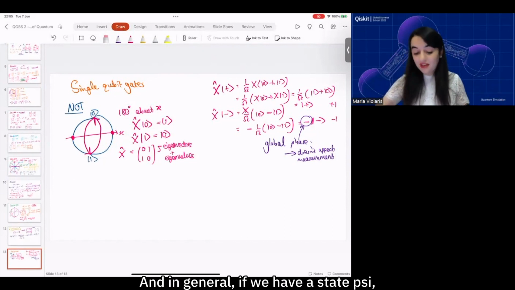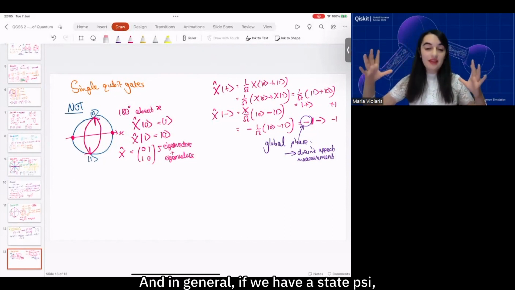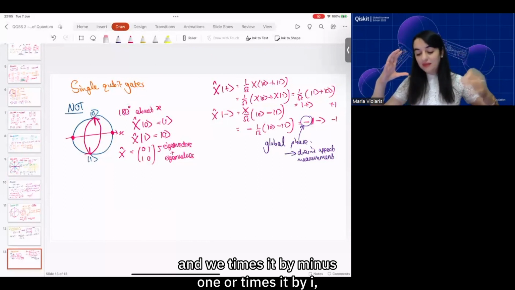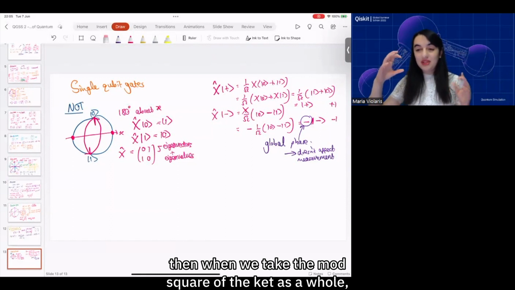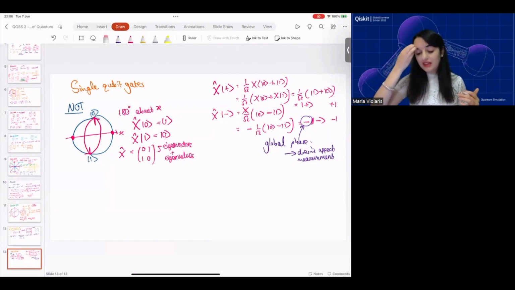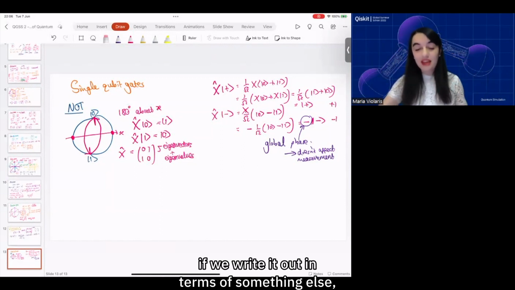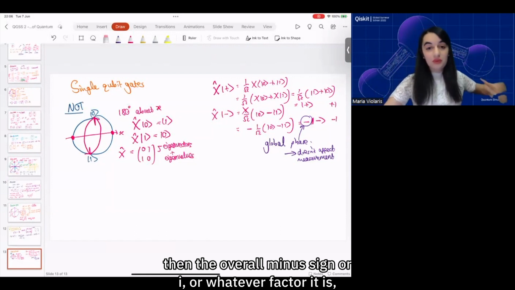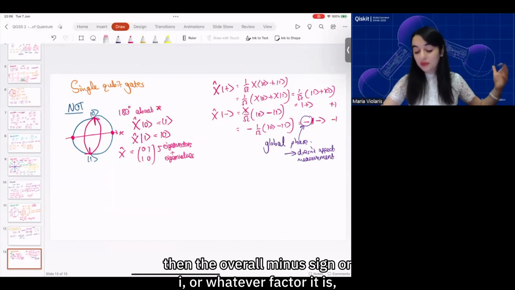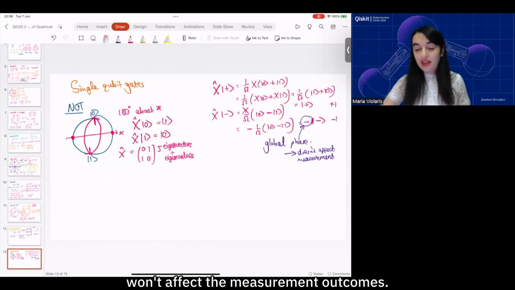And in general, if we have a state psi and we multiply it by -1 or by i, then when we take the mod square of the ket as a whole, or of any coefficients of elements of it, if we write it out in terms of something else, then the overall minus sign, or i, or whatever factor it is, won't affect the measurement outcomes.